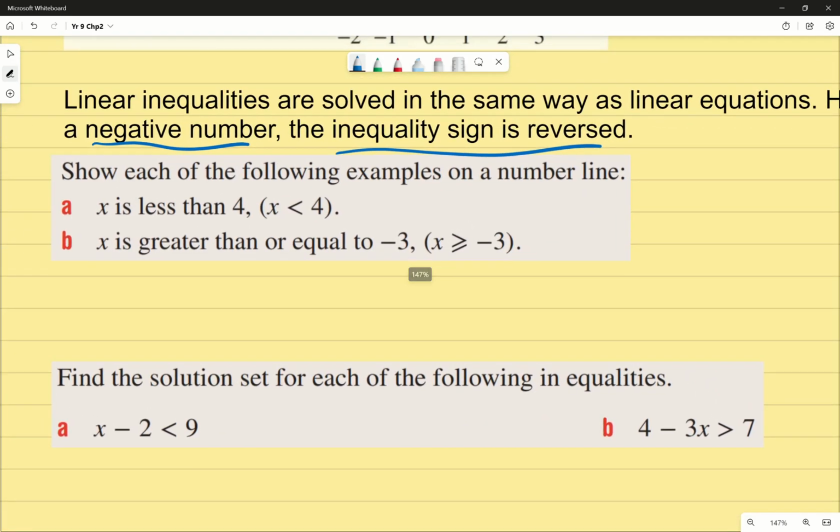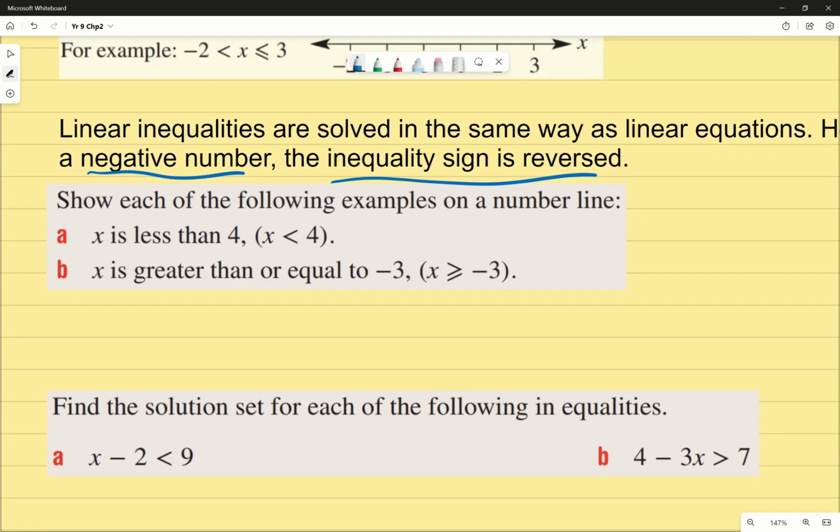The first example here says show each of the following examples on a number line. X is less than 4. It's already given us this inequality right here. X is less than 4. So on my number line, I'm going to start from -1, -2, -3. I'm going to keep going to -4, -5, and I'll just stop there for now.